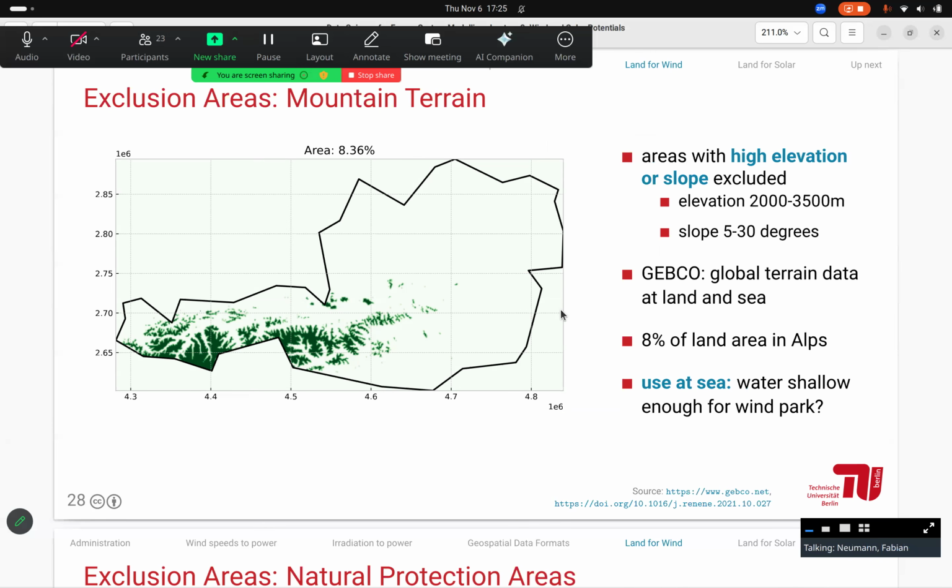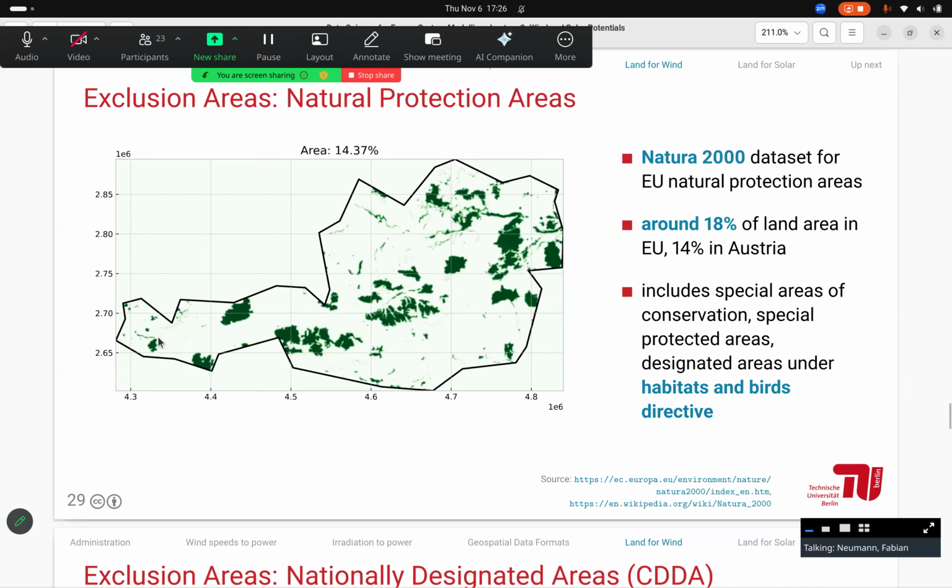So for example, here, that was your question about areas with high elevation and slope. We can exclude some fraction of that. So everything in green we would typically exclude. There's a data set that's called GAPCO, Global Terrain Data. It gives you data at land and sea, so you can use it both for excluding mountainous areas as well as excluding deep sea water for offshore wind.